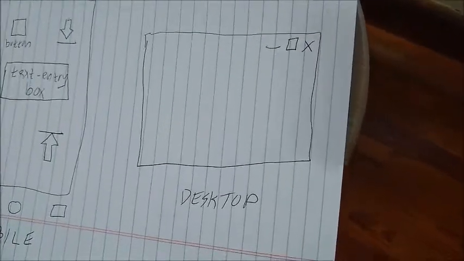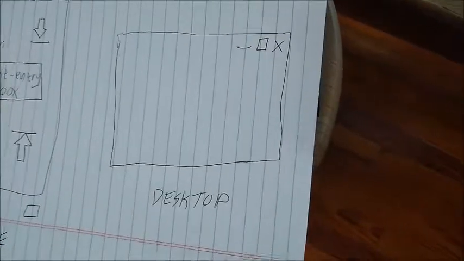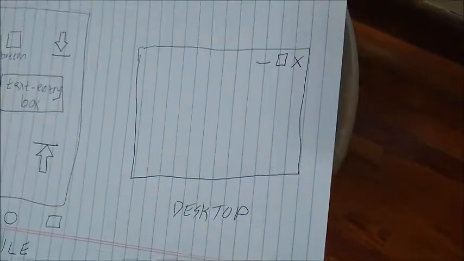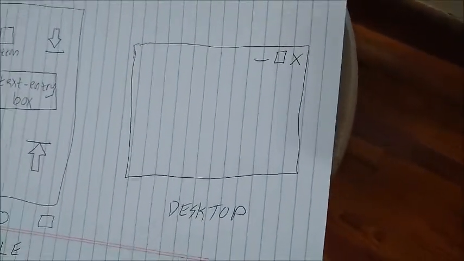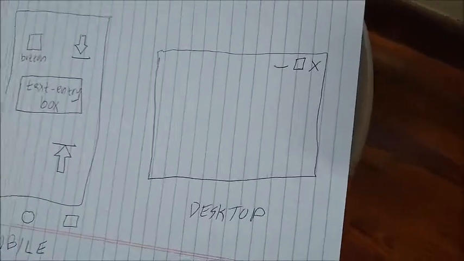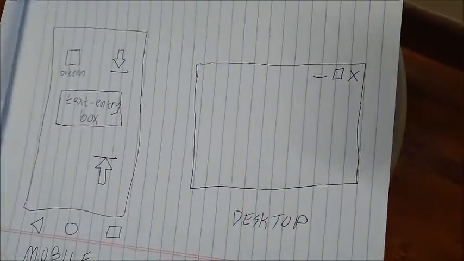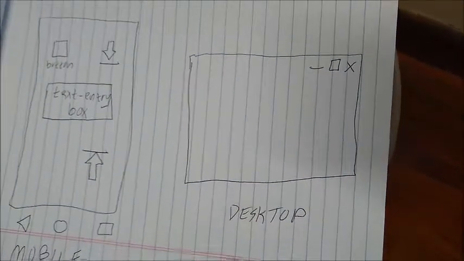The example of minimize, maximize, close is just for convenient reference to make the drawing as understandable as possible. However, the disclosure herein should not be limited to just that type of Windows interface. We're covered. That's all you've got to do. Make as many drawings as you want of features and software and principles. Put the buttons in here, the up, down, the upload, download, the minimizing, or the text entry box.